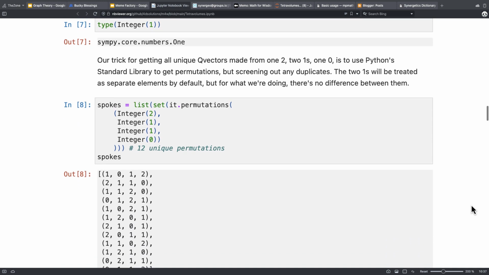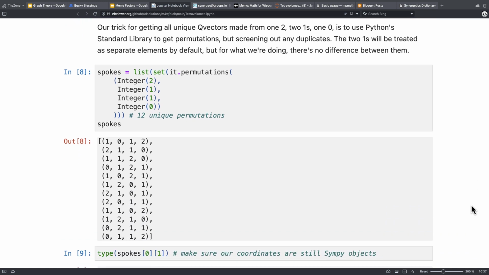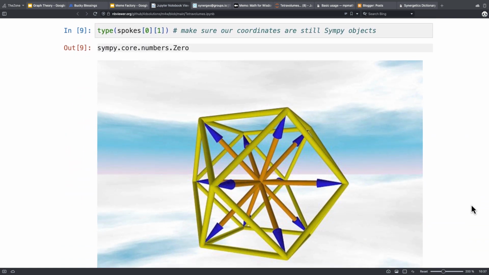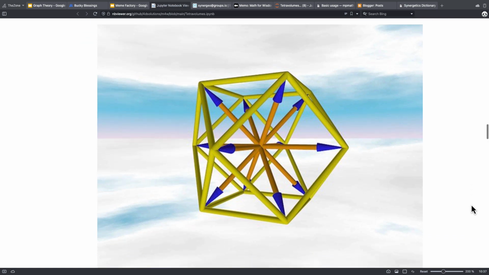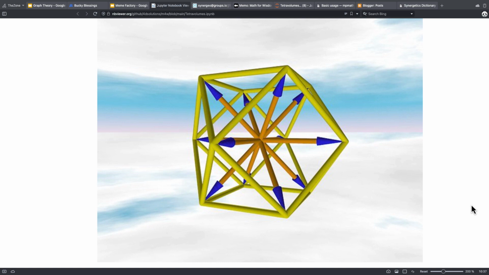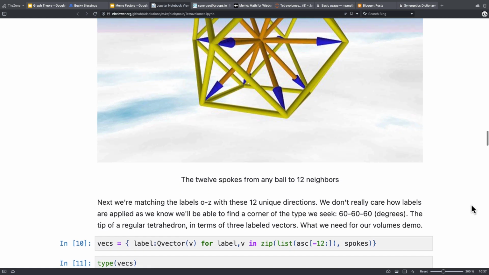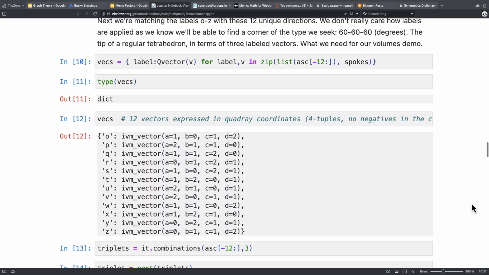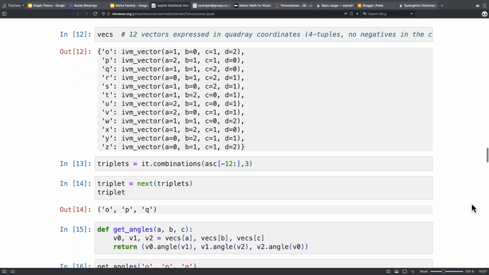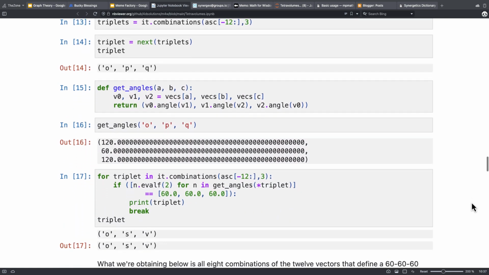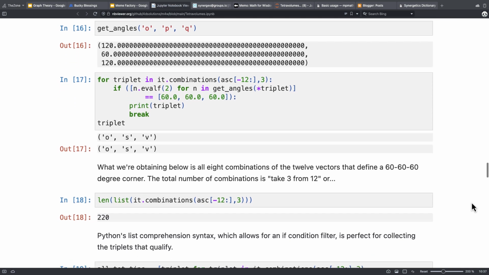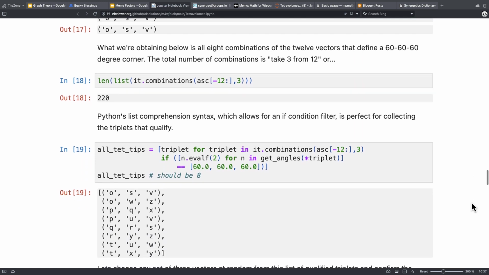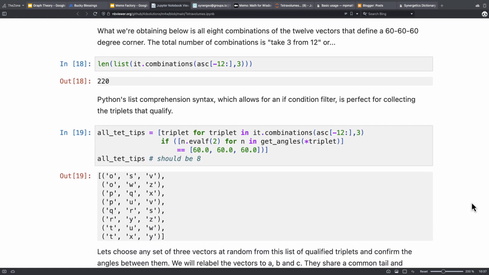So what we do in this is, as you see right here, I'm getting the 12 combinations of two ones, a 2, and a 0. I just get all the unique permutations of that. And it ends up in quadray coordinates representing these 12 orange arrows to the corners of the yellow cube octahedron, which I label those vertices, right? O through Z per an A through Z arrangement that you'll see in Wikipedia under quadray coordinates. So I'm taking the diagram from there and I'm using its labeling system, the Wikipedia one.